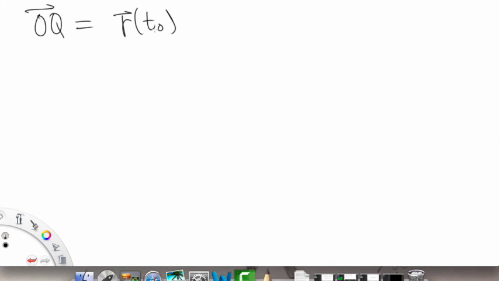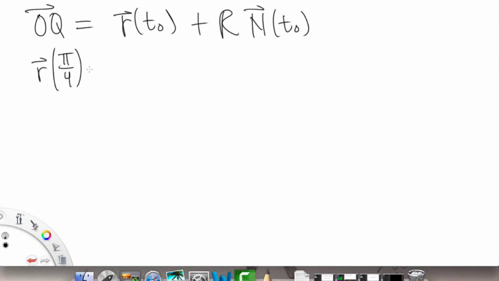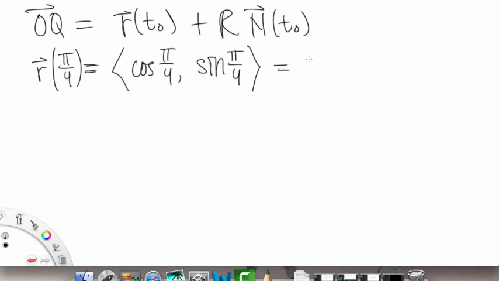Okay, so our original parameterization evaluated at the point that we're looking at, plus our radius of curvature times the unit normal vector evaluated at the point we're looking at. So the first thing is to find r of t naught, and t naught in this case is pi over 4. That's what we're given as our t value. So this is going to equal cosine pi over 4, sine pi over 4. Both of them are going to be positive radical 2 over 2 and radical 2 over 2.